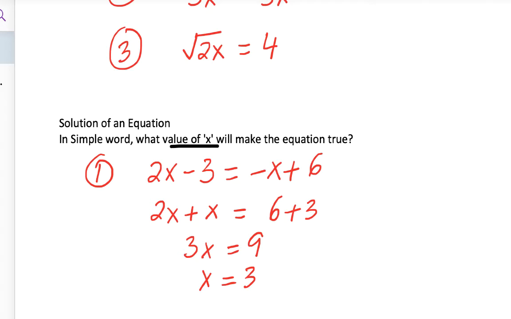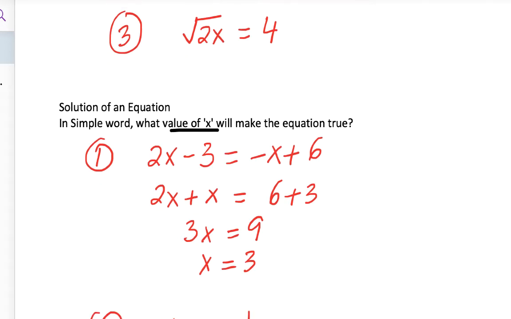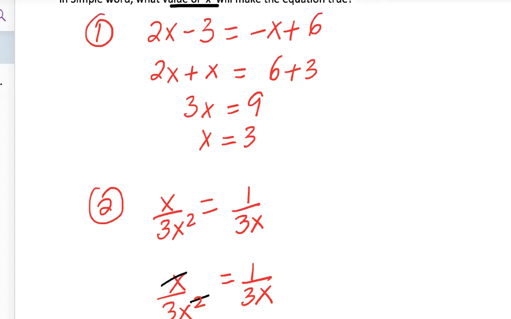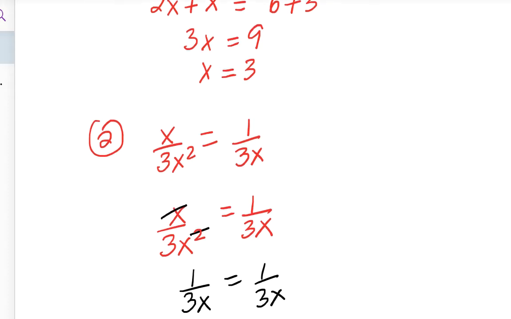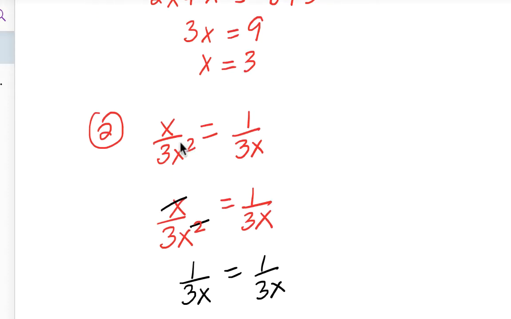Now let's look at another equation, which is x over 3x squared equals 1 over 3x. So clearly on the left hand side we can cancel this x, and now we are left with 1 over 3x. Now this is the same as on the right hand side.